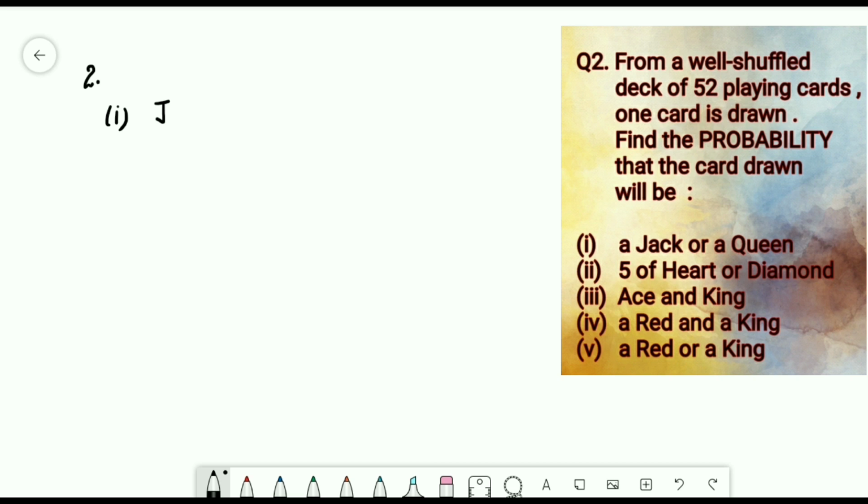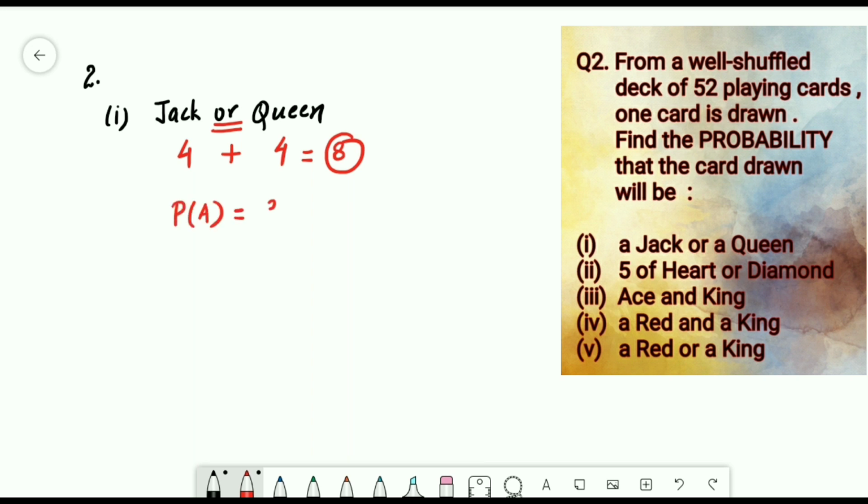So we are doing the first part here. We have 4 cards of Jack and 4 cards of Queen, and when we use the word or, that means you have to add them. So in this case we have total 8 favorable cases. Now the probability of this event is equal to 8 divided by 52. After simplification you can write 4 into 2 is 8 and then 4 into 13, so it's 2 upon 13.